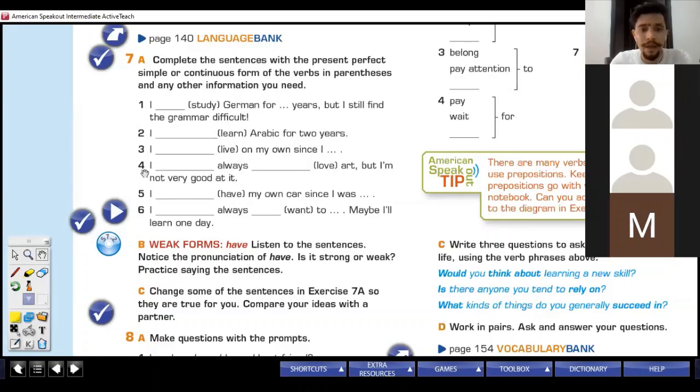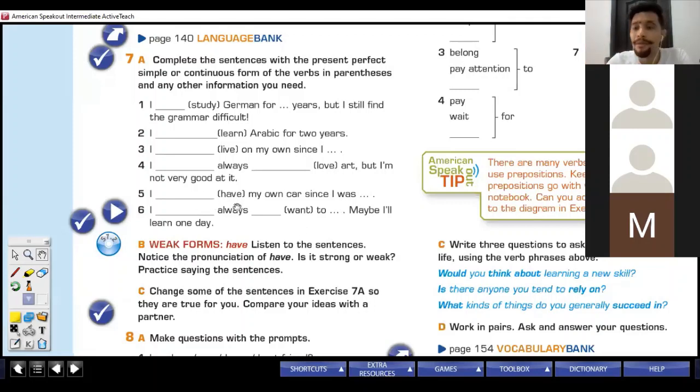Now, number 4, I have always loved art, but I'm not very good at it. Great, right? That's the simple version. Number 5, I have had my own car since I was 10 years old. Since. I have had my own car since I was 15 years old, just to say something.